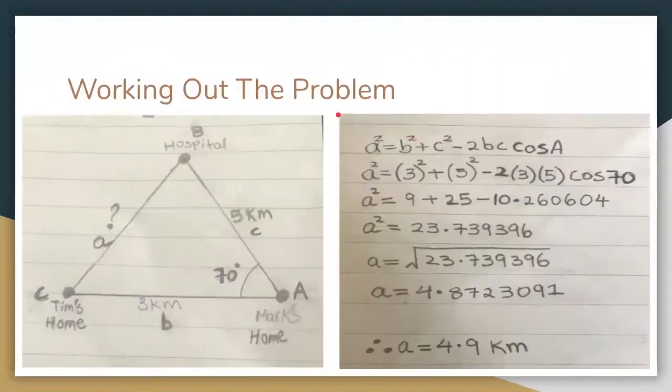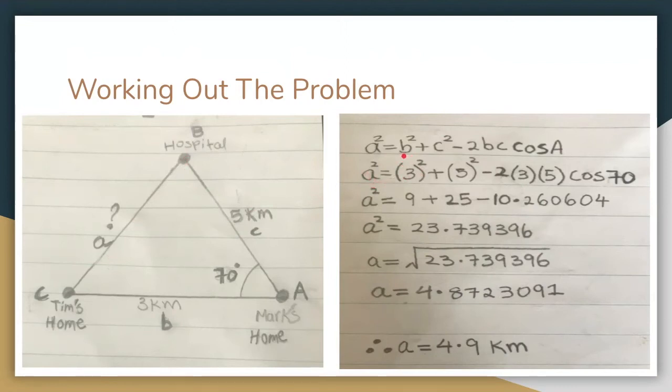Working out the problem. To find the side a, that is from the hospital to Tim's home, we have to use the formula a squared equals b squared plus c squared minus 2bc cos A. So to figure out the side length, the next step would be a squared equals b squared.